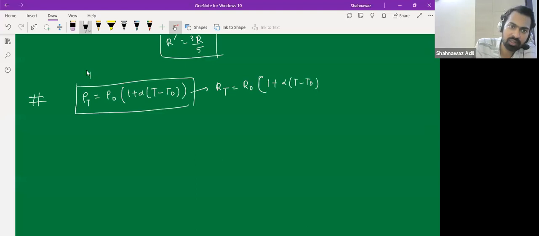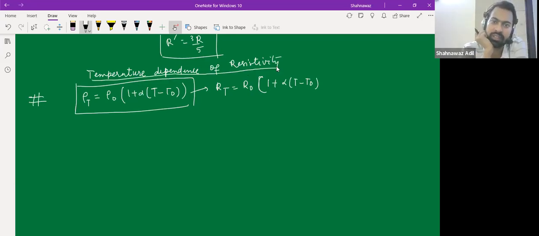This is the temperature dependence of resistivity. This is how the temperature is compared. The resistivity depends on temperature. And yeah, what can I talk about?